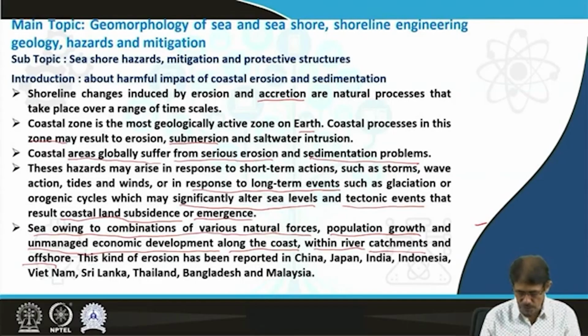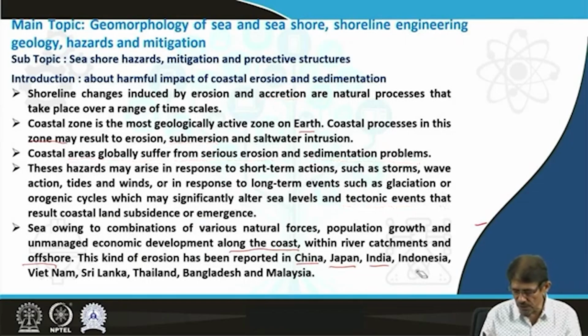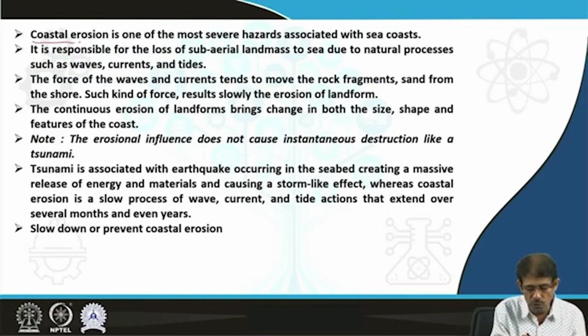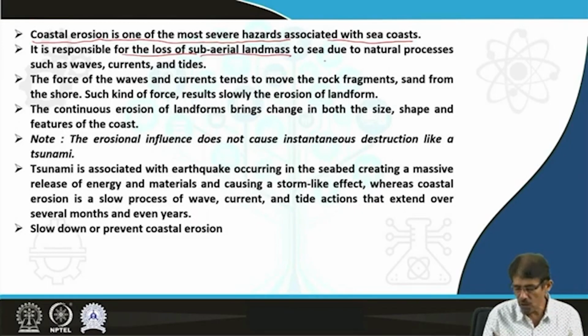This kind of problem you can observe in various countries like China, Japan, India, Indonesia, Vietnam, Sri Lanka, Thailand, Bangladesh and Malaysia. Besides this, other parts of the world having coastal zones are also facing such serious problems. Coastal erosion is one of the most severe hazards associated with the sea coast, and it is responsible for loss of subaerial landmass to the sea due to natural processes such as waves, currents and tides. These agents create forces for erosional work as well as sedimentation.